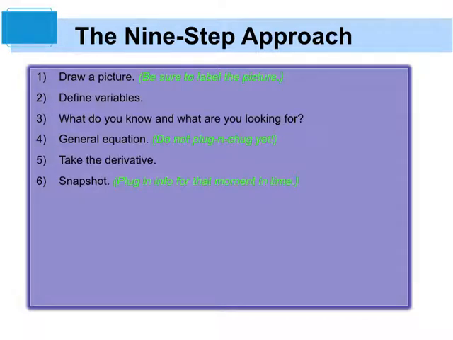Step 6, we get the snapshot. So that's the moment in time we're looking at. So for instance, if I'm falling down the ladder, I'm going to have different situations at different times. As I start to slide down that ladder, my speed will change. So I might want to know, well, how fast am I going when I'm 1 second from the ground?